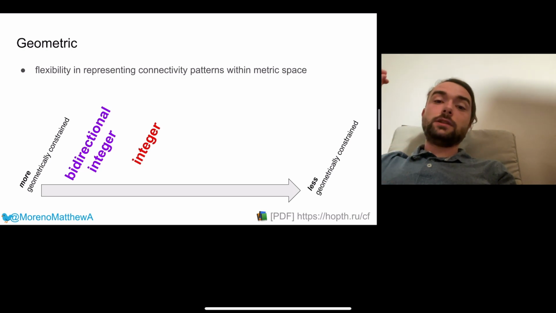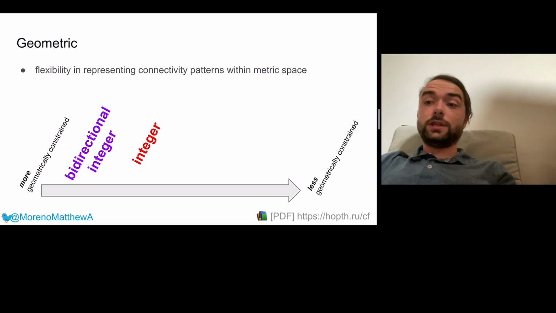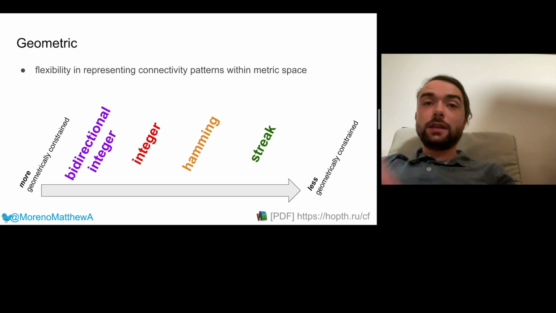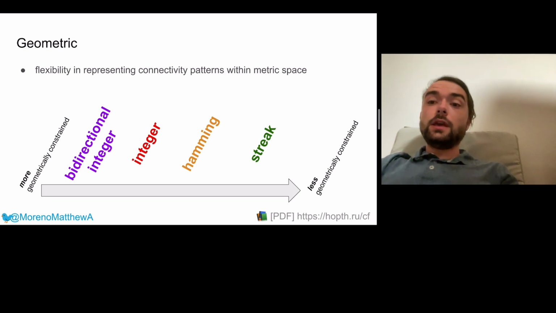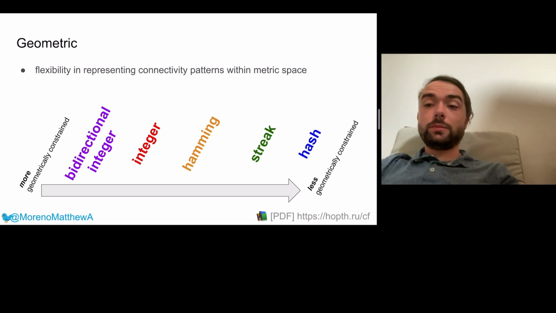We found that the integer-based metrics were the most geometrically constrained. They had the hardest time representing different network configurations due to everything getting mapped down to a one-dimensional space. Hamming metric was less constrained. The streak metric was less constrained still, due to different parts of the tag being able to completely independently be involved in different streaks. And finally, the hash metric was the most flexible, given that it has no geometric structure.